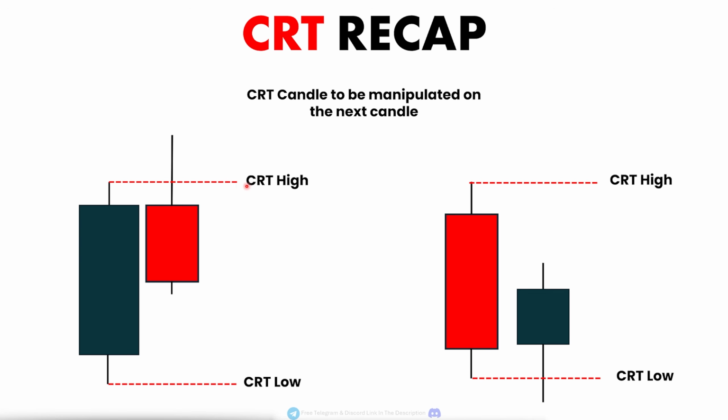So as you already know, CRT works perfectly when you see a bullish candle like this that is very strong to the upside, and then followed by this candlestick here, the rejection candlestick. This will be the range of the CRT. Here you will have the CRT high, you'll have the CRT low here, then followed by this candlestick.